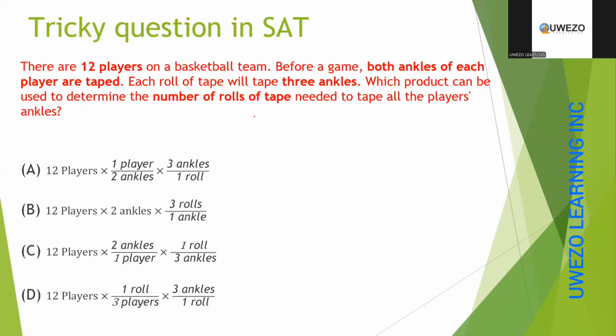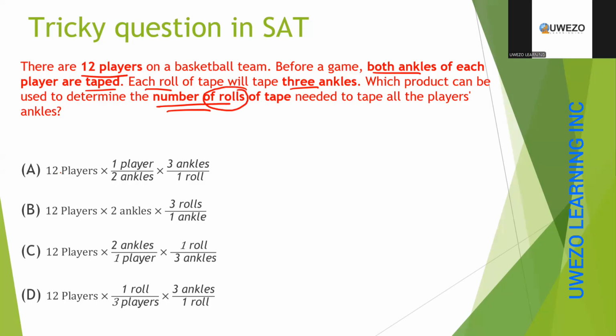In tricky questions, if you follow a small strategy, it is easy to solve the questions. Here in this example, there are 12 players. Now, both ankles of each player are taped, and the information says that each roll will tape 3 ankles. And the question is about the number of rolls of tape needed to tape all the players. Now let us work on the options and see which option will give us only the rolls as the unit.